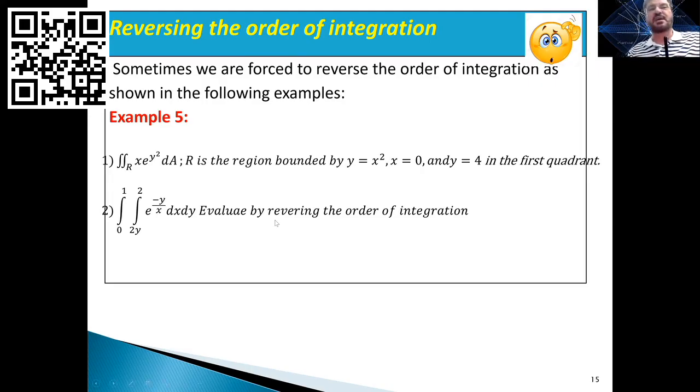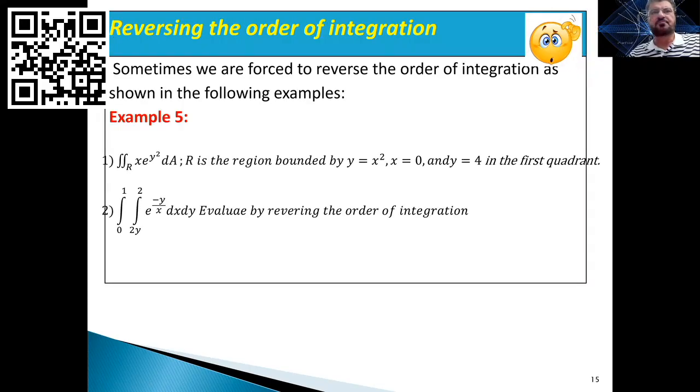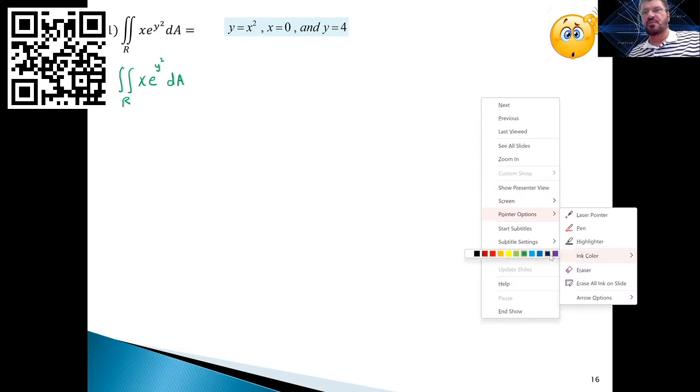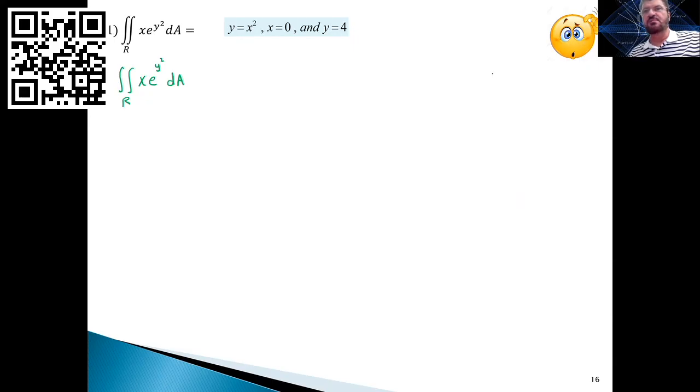Let's take these two examples, guys. Look at this. I want to integrate this one, where R is the region bounded by y equals x squared, x equals 4 in the first quadrant. So let's look at this one, guys. So we're going to integrate this one, x e to the y squared dA over R. Now, R is, let's graph the R.